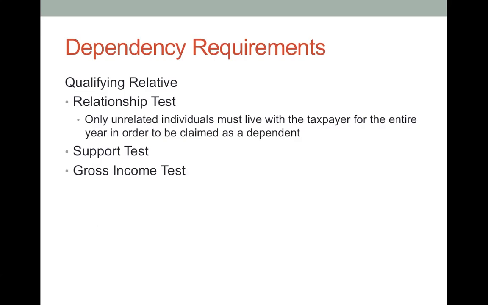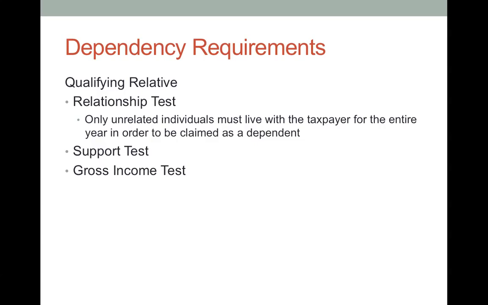So those were the rules for qualifying children. The rules for qualifying relative, there's still a relationship test. We open up the relationships, so we include more relationships than we do for a child. We also include unrelated people. Anybody that's unrelated to us, if we'd like to claim them, they have to live with us for the entire year. If someone's related to us, then they don't have to live with us for the entire year, okay? So that residence test only applies if they're unrelated.